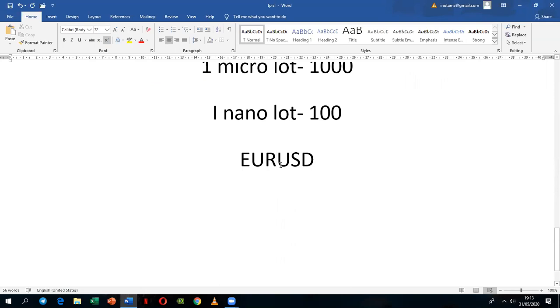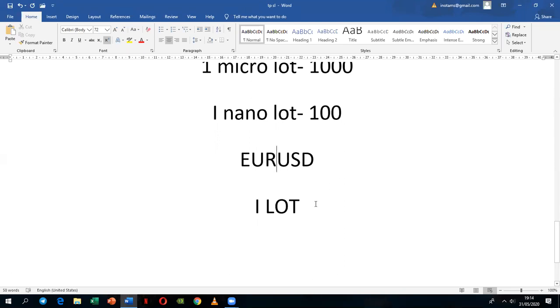So in the case of Euro USD, if you open a one lot position, let me say we're buying, it means you're buying 100,000 euro units, but you're using the USD to do that. This is what it actually means, because one lot is 100,000 units of the base currency, but you're using the USD to buy it if you open a buy position.